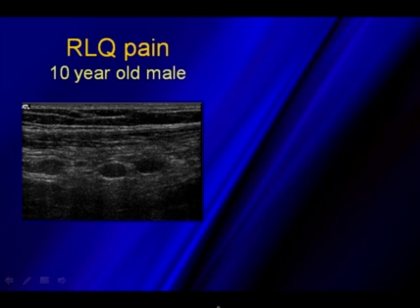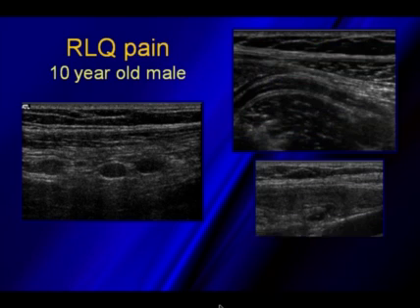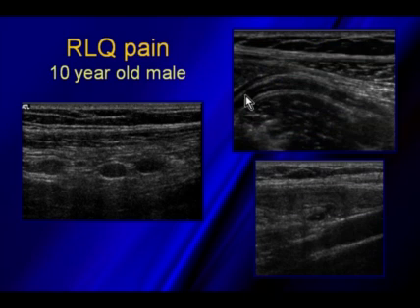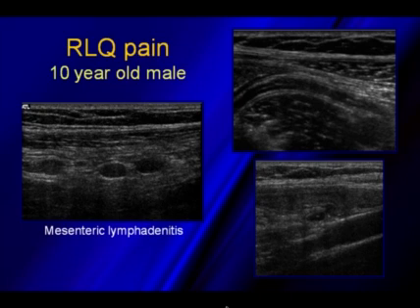Now, you can get mesenteric lymphadenitis that we see quite frequently in these children that come in with right lower quadrant pain, but also appendicitis can cause the lymph nodes to enlarge. So what's very key on these patients is to scan and try and find the appendix. And on this young man, we're able to find that he did have a normal appendix, and the lymph nodes, he was diagnosed with mesenteric lymphadenitis.